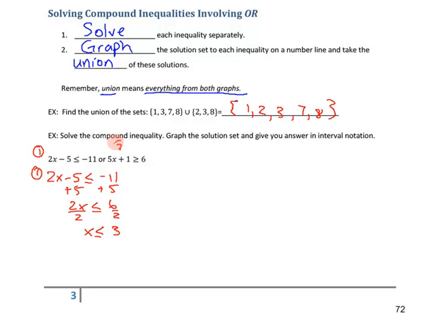Okay. The second problem is 5x plus 1 is greater than or equal to 6. So subtract 1 from both sides. I'll have 5x is greater than or equal to 5. And divide both sides by 5. I get x is greater than or equal to 1. Now we graph.